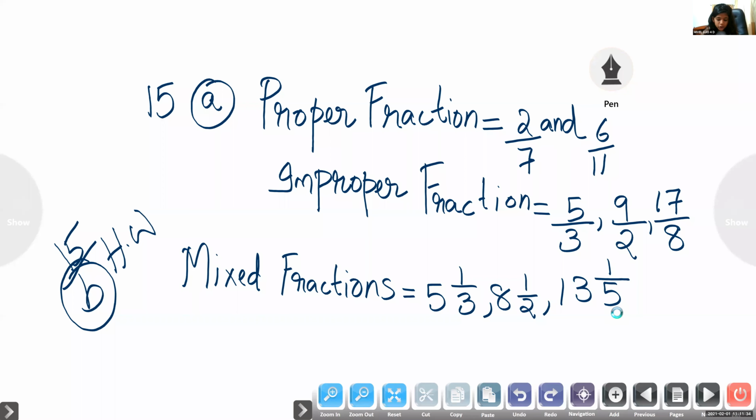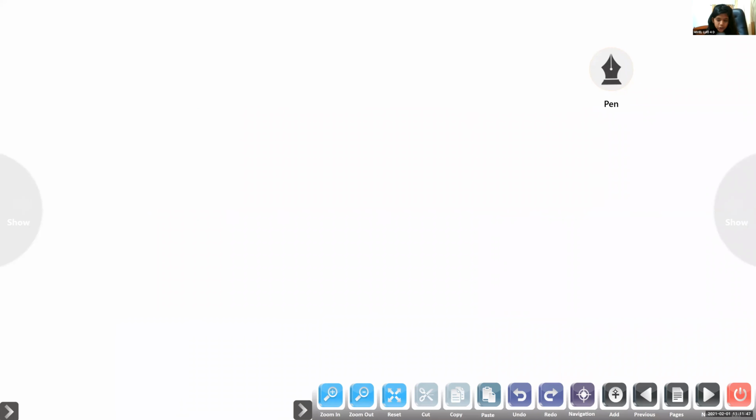So children, those who have not completed, write it fast, and B, you have to do this as homework. Convert the following into mixed fraction. Okay. What is question number 16A? 150 by 12.